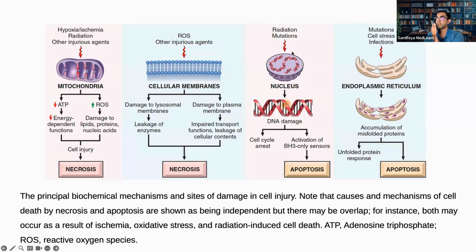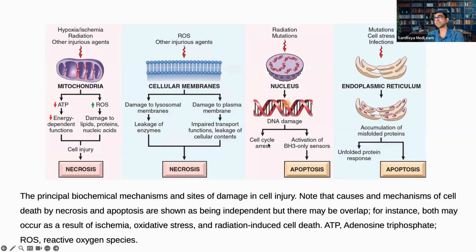So radiation and mutations, so radiation directly, let's talk about radiation. It can cause breakage in the DNA. Okay, breakage in the DNA. DNA tries to repair itself. If it fails to repair itself properly sometimes, right? The cell can acquire certain mutations, right? So that is what is shown here. So radiation and mutations causing DNA damage, right?